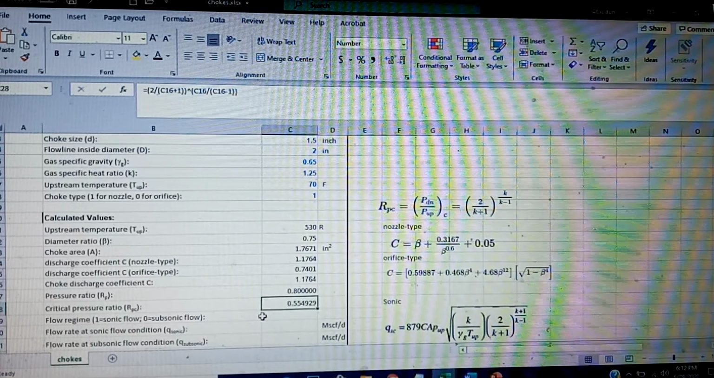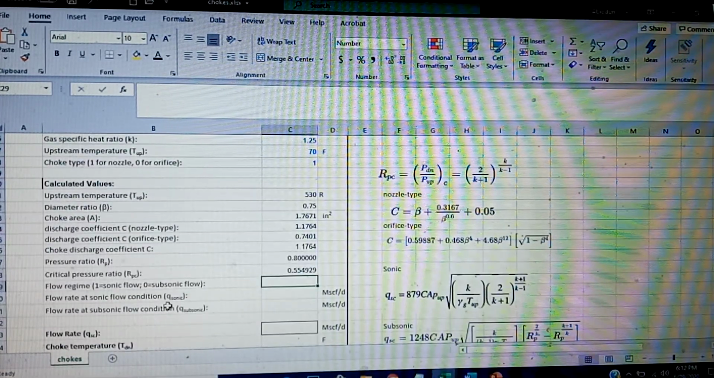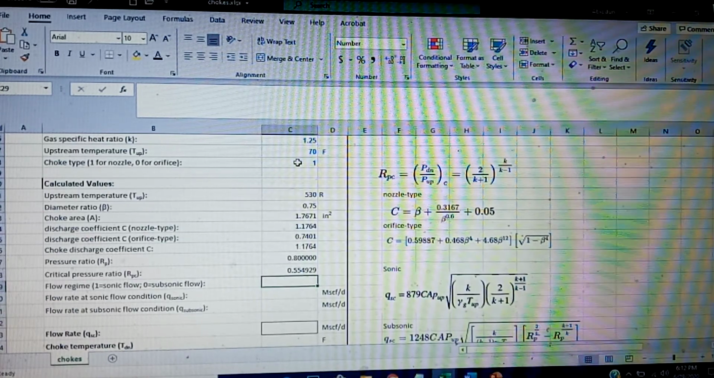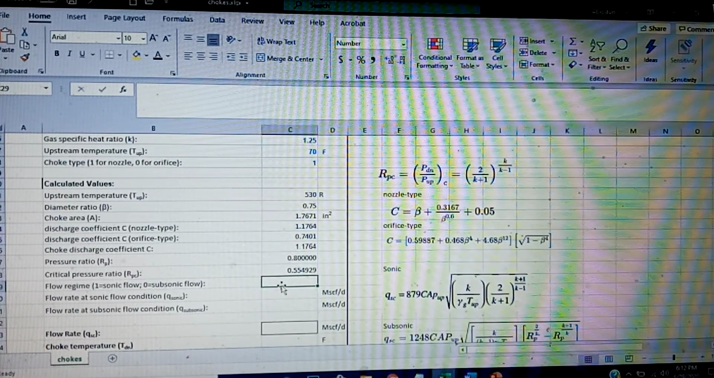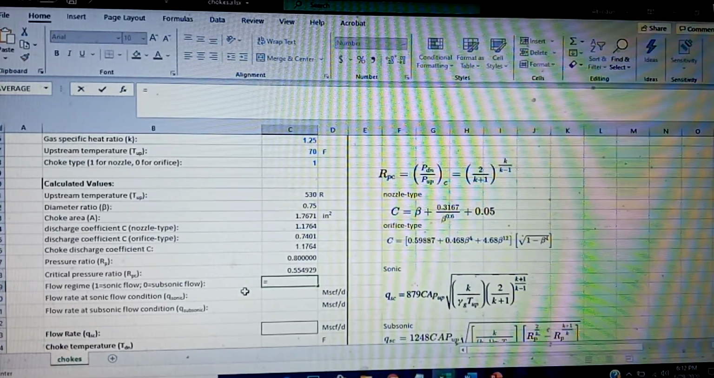Next line. Flow regime is sonic or subsonic. Now how do I test whether the flow is sonic or subsonic? If it's sonic, I have to put 1 there. Unlike the input, where I type it, here I want Excel to put 1 there if it's sonic, and 0 if it's subsonic. So for this, we are going to use another IF.